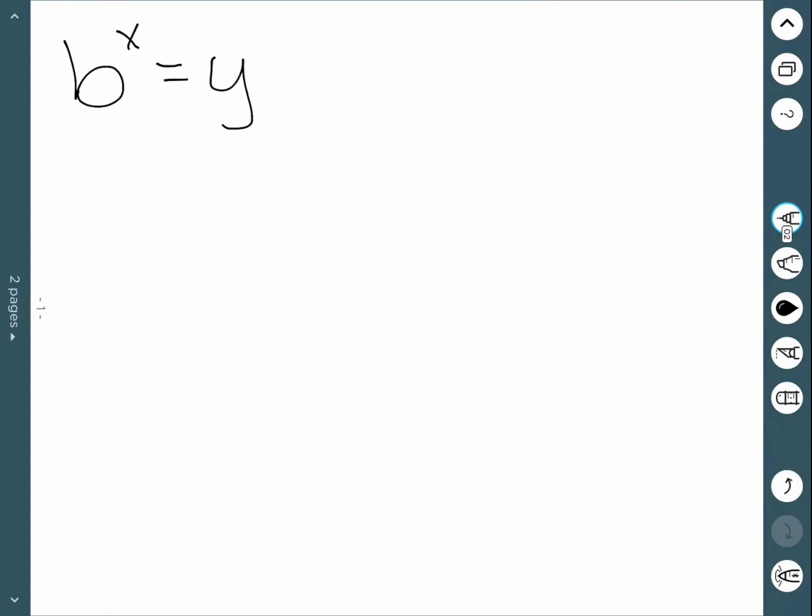We know what b to the x means. It means multiply b by itself x times. So, as an example, we know 3 to the 4th is 81. So a logarithm is another way to write this. In this case, I actually know the 3 and I know the 81, but I don't know the exponent. And that's what a logarithm is.